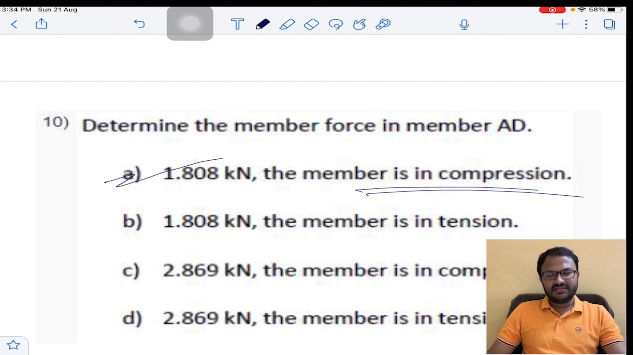Okay. So in this there are long answer questions. All the questions are related to only one diagram.